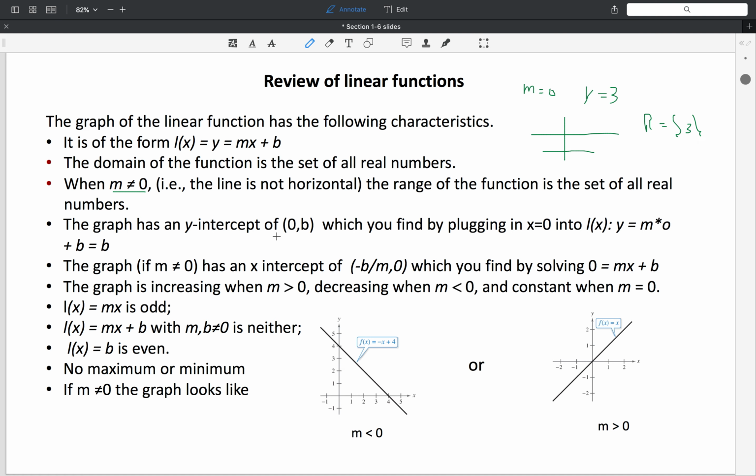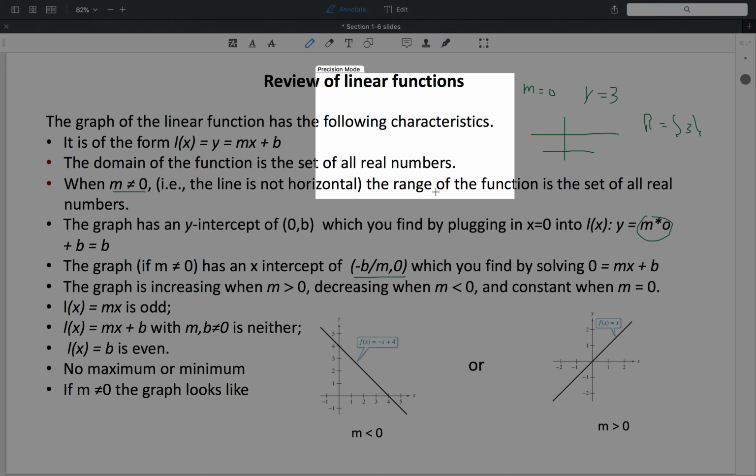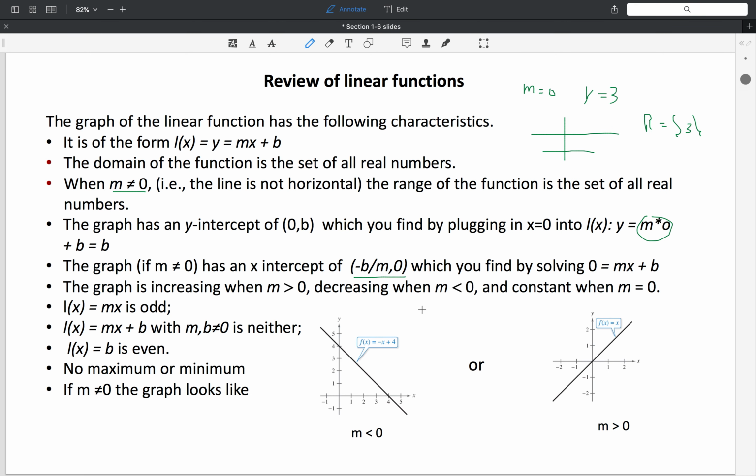Okay, the graph has a y-intercept of (0, b), and we get that by plugging 0 in for x in this equation right here, and you get b back. If m is not equal to 0, the graph has an x-intercept of minus b over m, and I'll show you how you get that. I'll just do the quick equation solving. Let me do this down here.